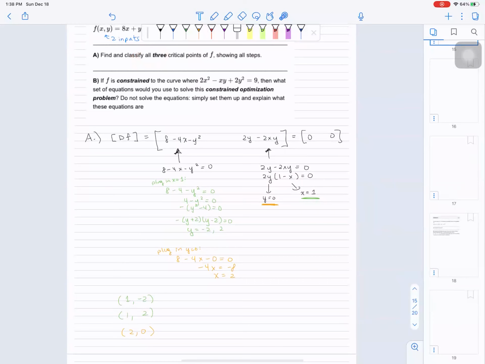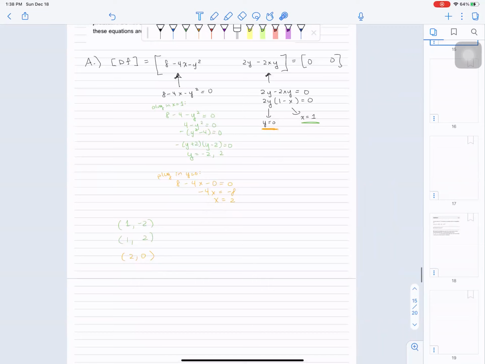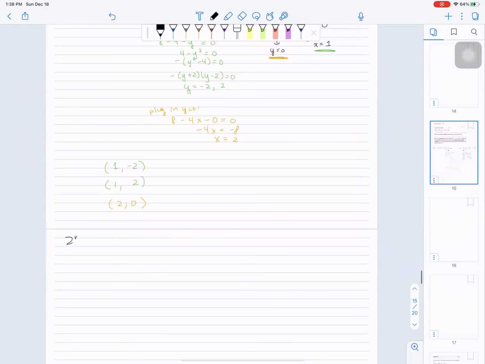Now we have to classify it. How do we classify critical points? We have the second derivative test, and that's using the Hessian. So that was all those rules, like looking at the sign of the Hessian, and then possibly you have to look at the sign of the determinant and the trace.